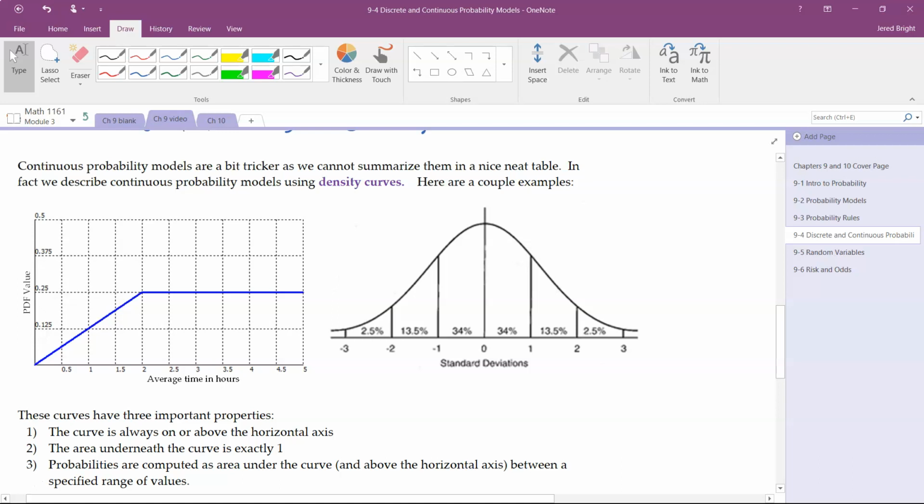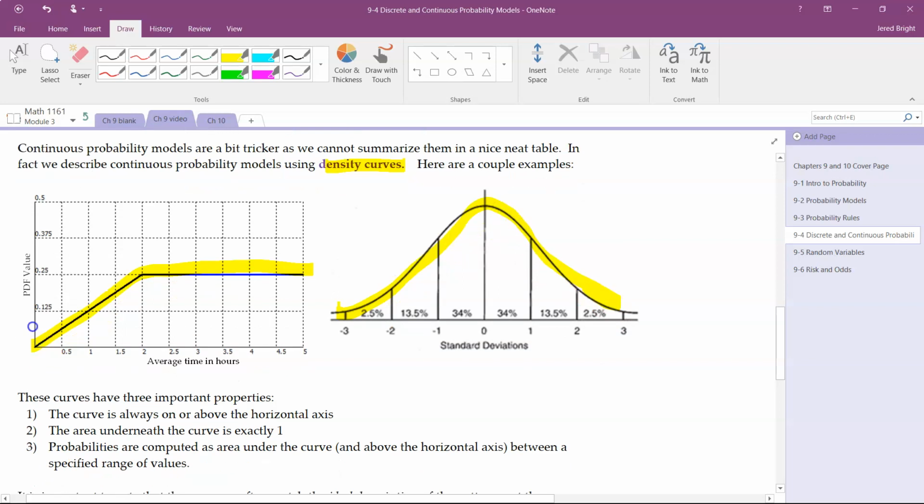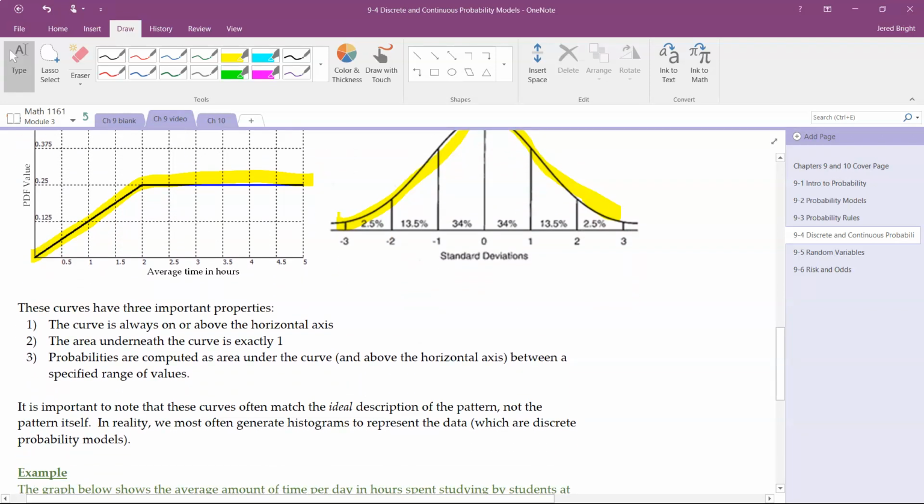But when we talk about continuous probability models, we get what we call density curves. And that's really just this boundary curve here in each of the cases, okay? And each of these curves has 3 properties. They're always on or above the horizontal axis. That's 1. 2, area underneath. This is important. This is perhaps the most important one. Area is exactly 1. Total area.